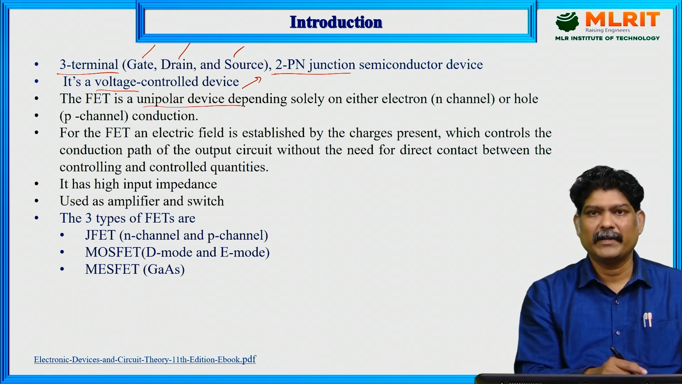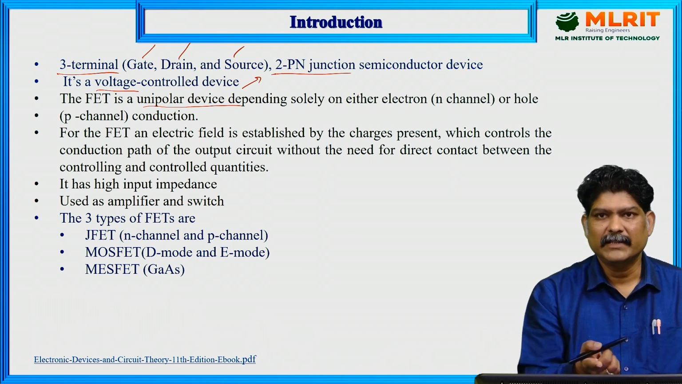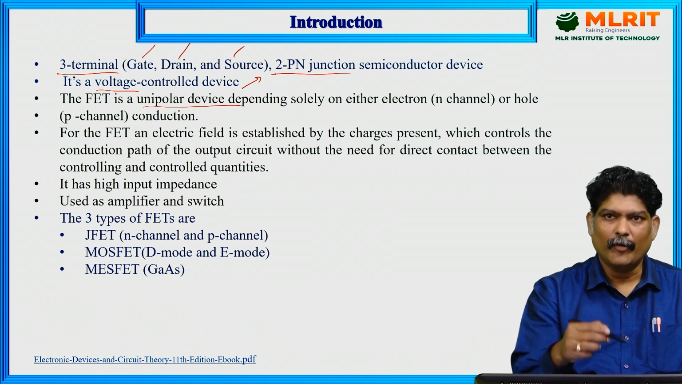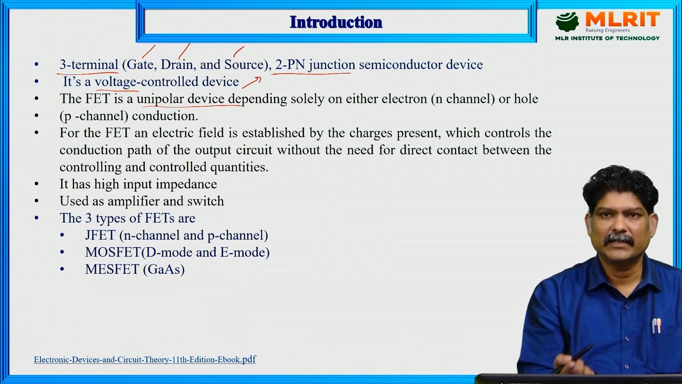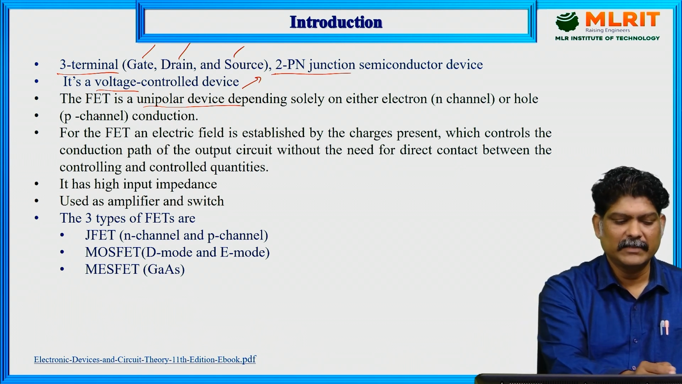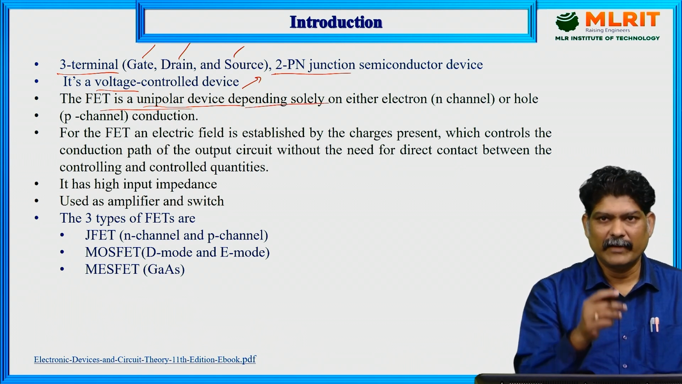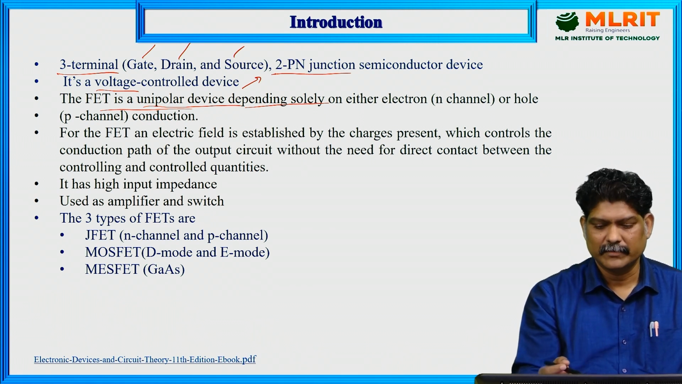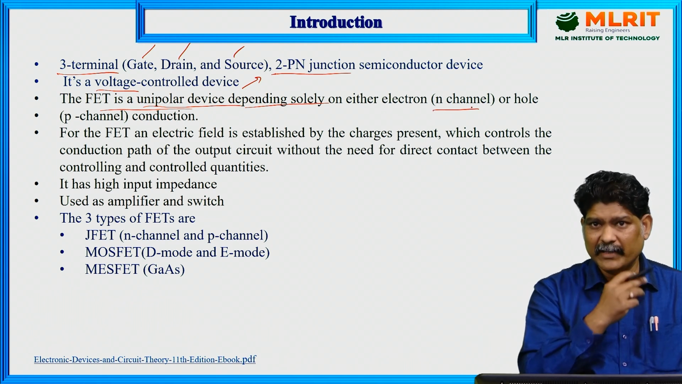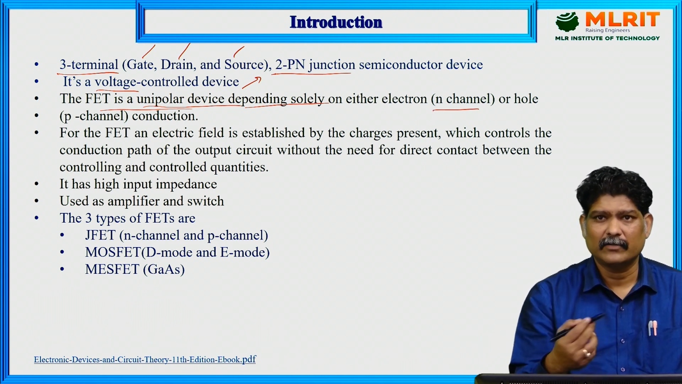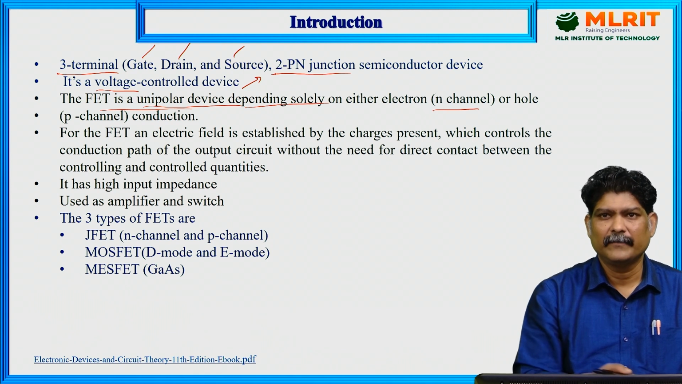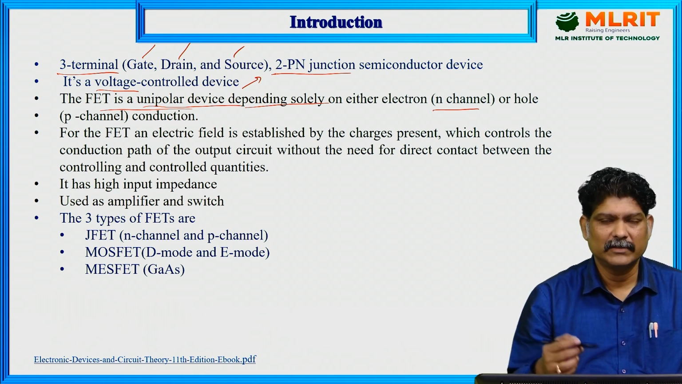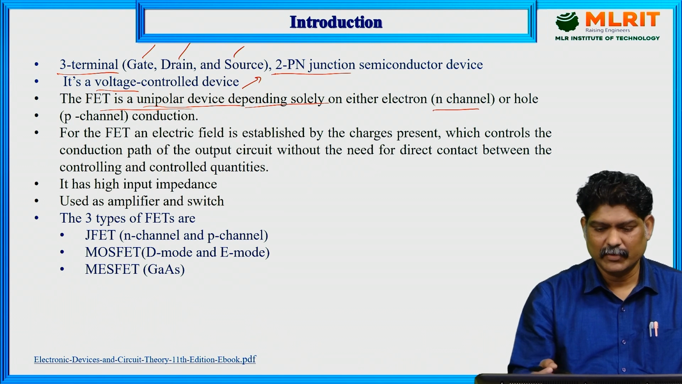Another comparison with BJT: BJT is a bipolar junction transistor. Why does the name bipolar come? Because the operation of the BJT depends on both minority charge carriers and majority charge carriers, hence it is a bipolar junction transistor. Whereas the FET is a unipolar device, because the operation depends on either electrons or holes. If the operation of the FET depends on electrons, then it is an N-channel FET. If it depends on holes, then it is P-channel conduction.